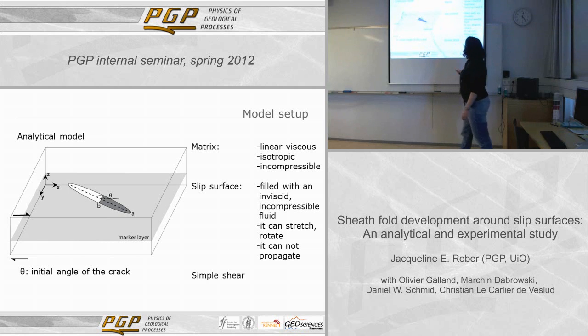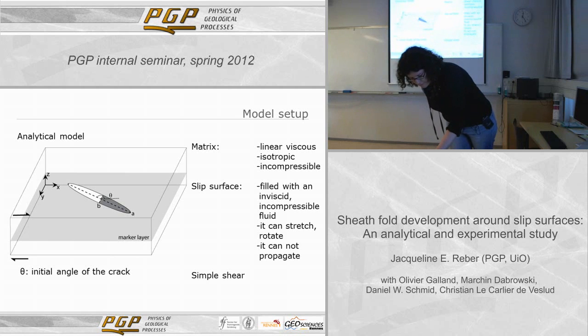In this matrix block, we then place a slip surface, and this slip surface is almost a two-dimensional feature. It is filled with inviscid fluid. It's incompressible. And the thing we can vary is basically the shape of this inclusion and the angle it is placed at in the beginning. Then we subject the whole system to simple shear, and while it deforms, this inclusion will rotate into a stable position, or almost, and it will stretch and deform, but it will not propagate. So it is not possible that this inclusion is leaving the matrix block.